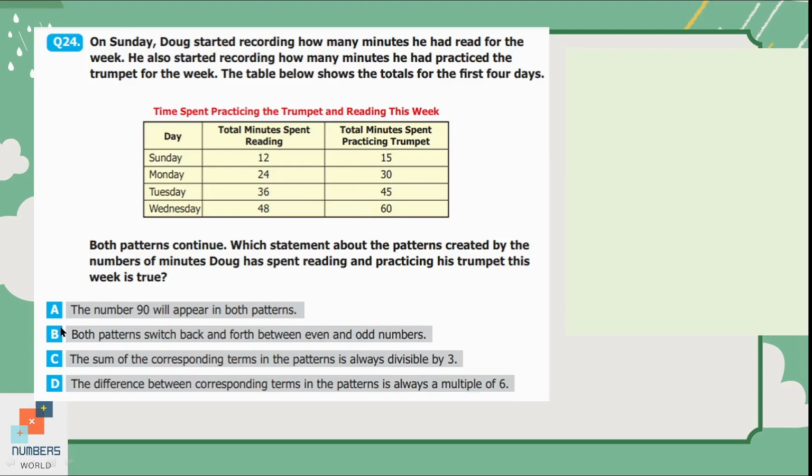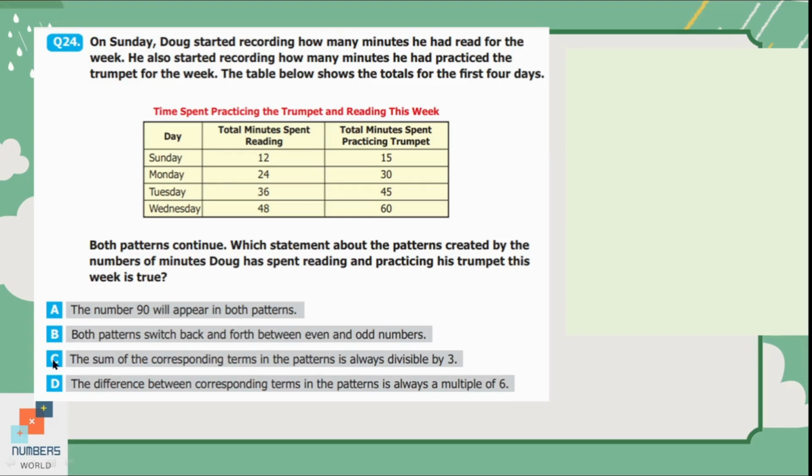So now let's check all our options. Option A is the number 90 will appear in both patterns, which is wrong because 90 will appear in the table of 15, but it's not a multiple of 12. So it will not appear in the table of 12. So option A is incorrect. Option B is both patterns switch back and forth between even and odd numbers, which is again incorrect because we can clearly see there is no odd number in the table of 12.